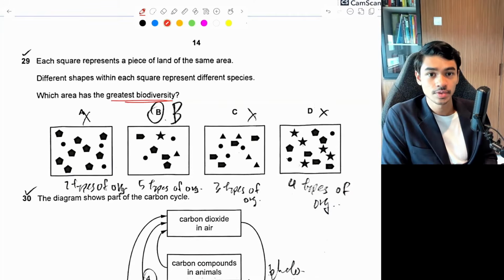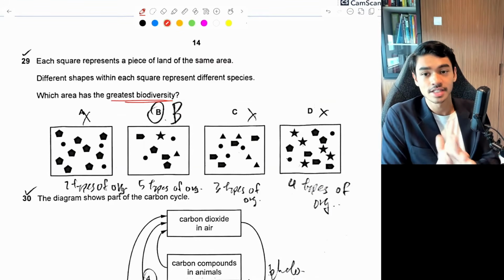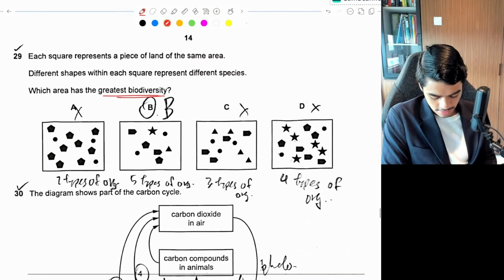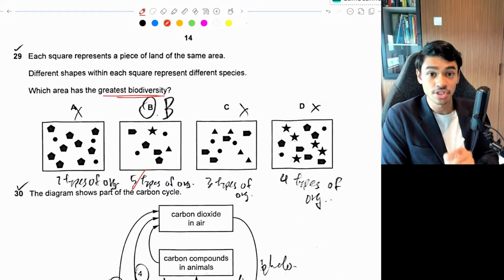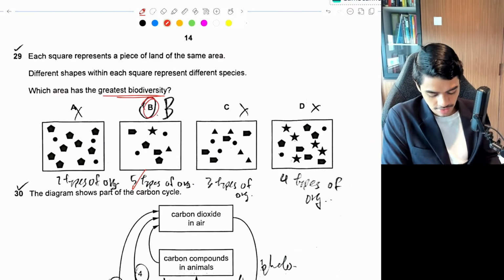That's the definition. So if I have more types, that is greater biodiversity. It's not about how many, it's about how many types. So yes, the student has rightly pointed out that B has the most variation in the species, the most number of different species. So B is the correct answer.